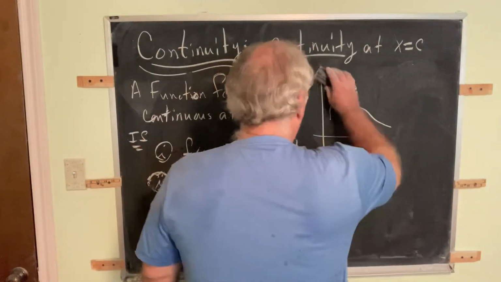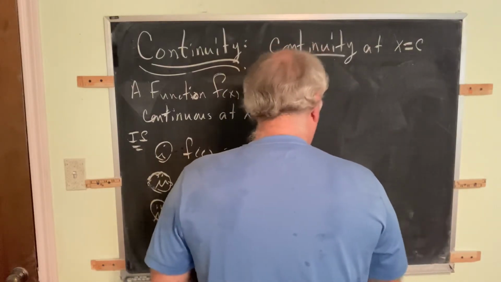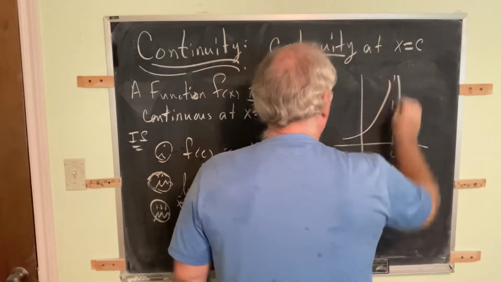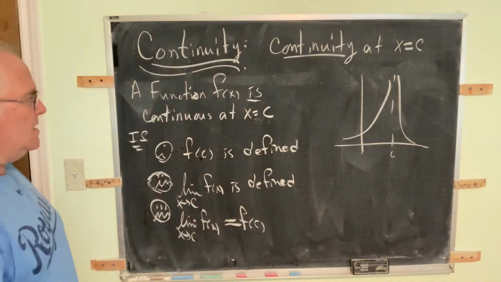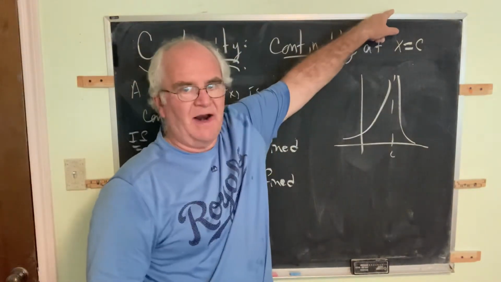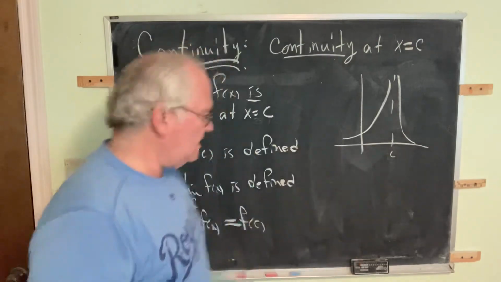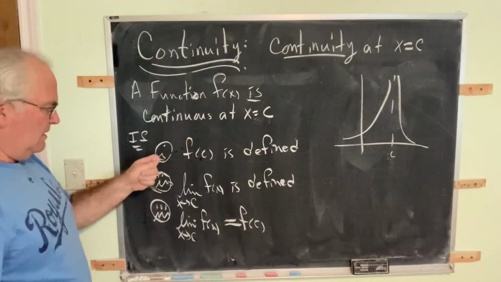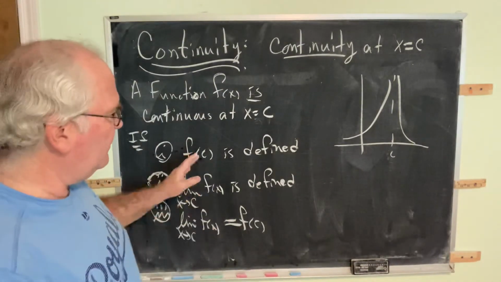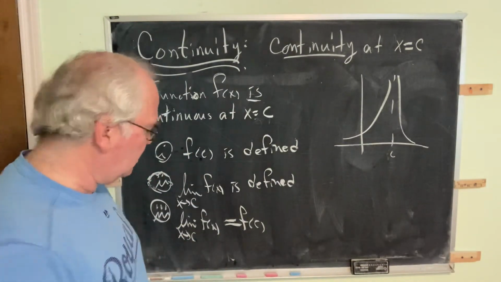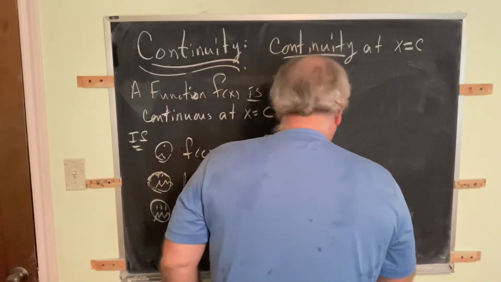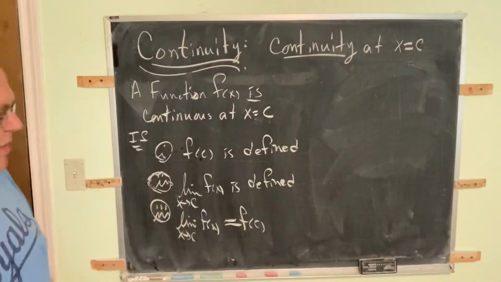All right? And then this explains why a vertical asymptote is not continuous. Because what is f of c? f of c has got to be a finite number. This f of c is not defined. And so for that picture, condition number 1 fails. The function is not defined at c, therefore it's not continuous at c. So, in order for a function to be continuous, each of those properties must hold.